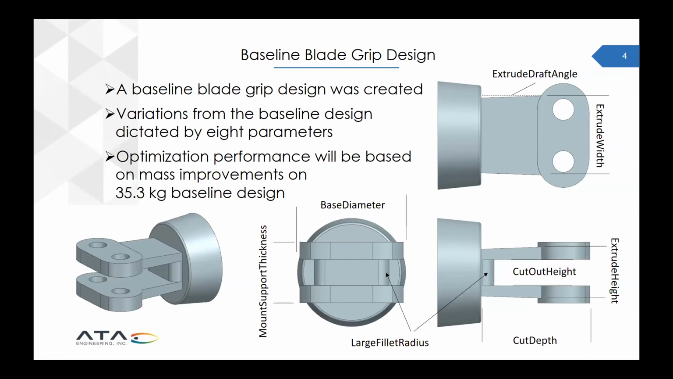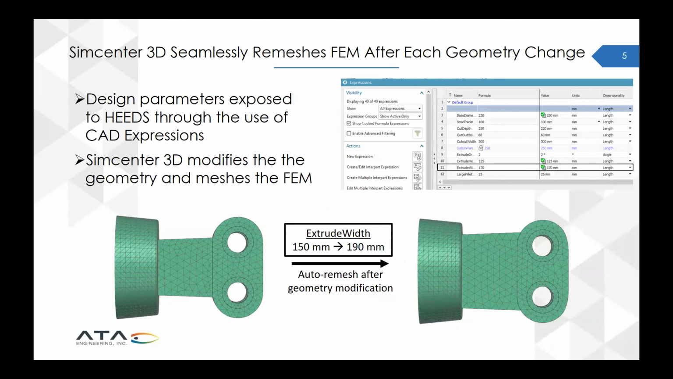So here is our baseline blade grip design. Variations from this baseline design are going to be created by modifying 8 parameters, and the performance measures of our optimization will be based on mass improvements off the 35.3 kilogram baseline design.